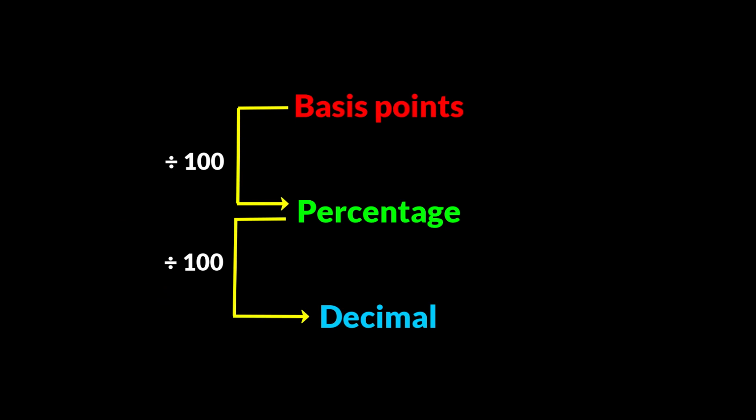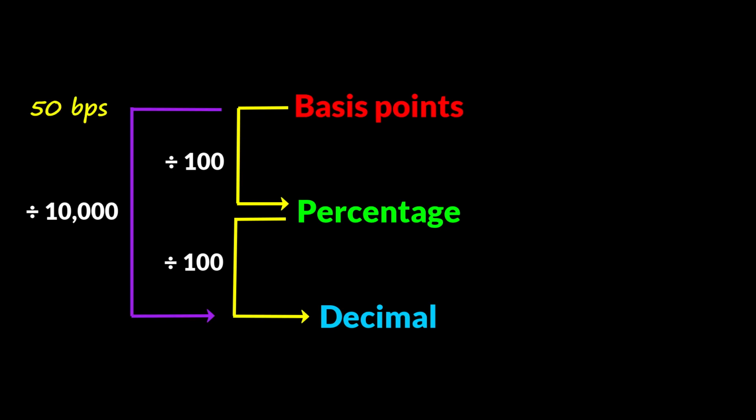What if you wanted to go 2 steps down in one go, from basis points straight down to decimal format? For each single step down, you must divide by 100. So if you want to move down 2 steps simultaneously, you need to divide by 100 twice. 100 times 100 is 10,000. So to convert 50 basis points to decimal, you calculate 50 divided by 10,000, which equals 0.005. This is exactly the same result as we calculated before.